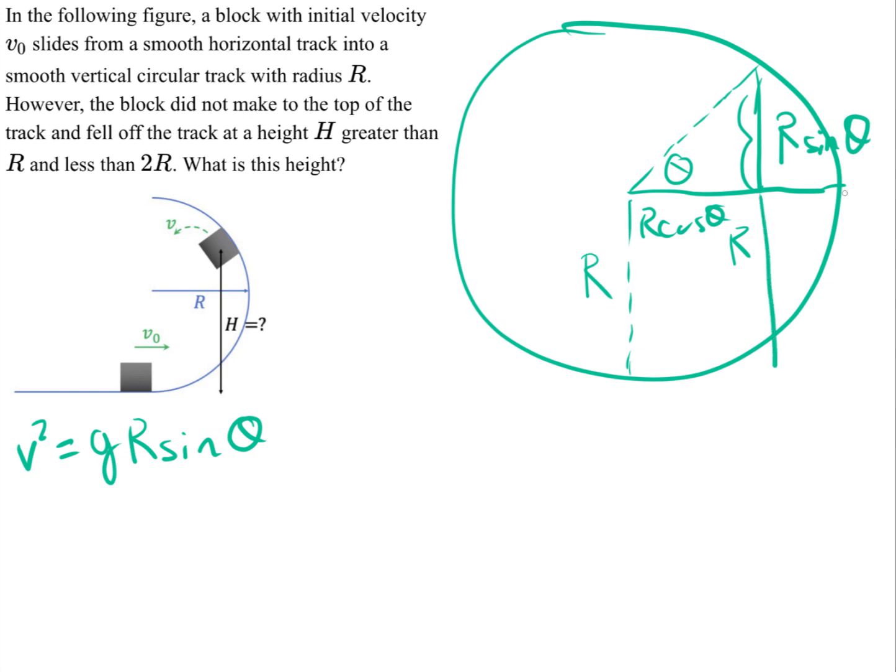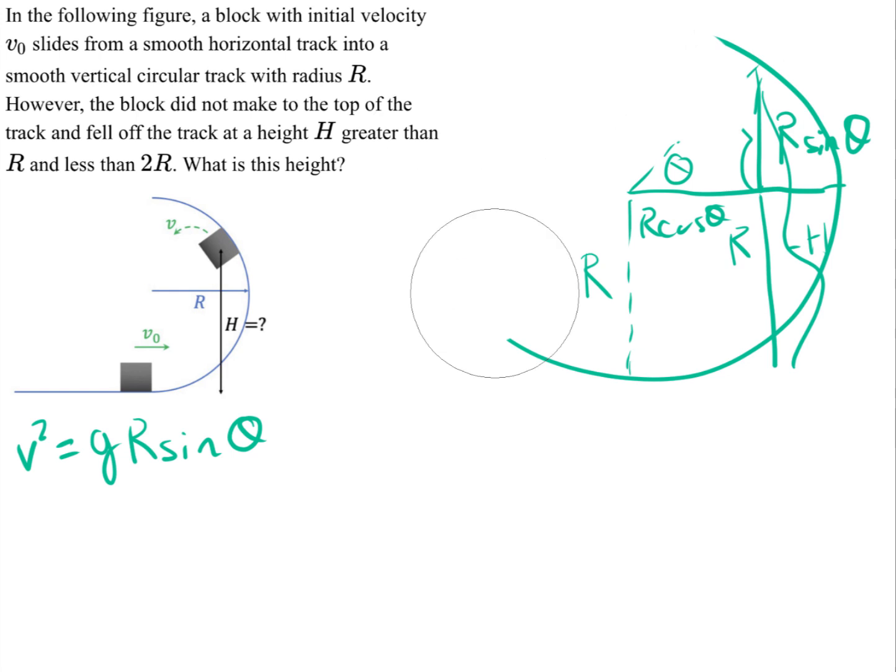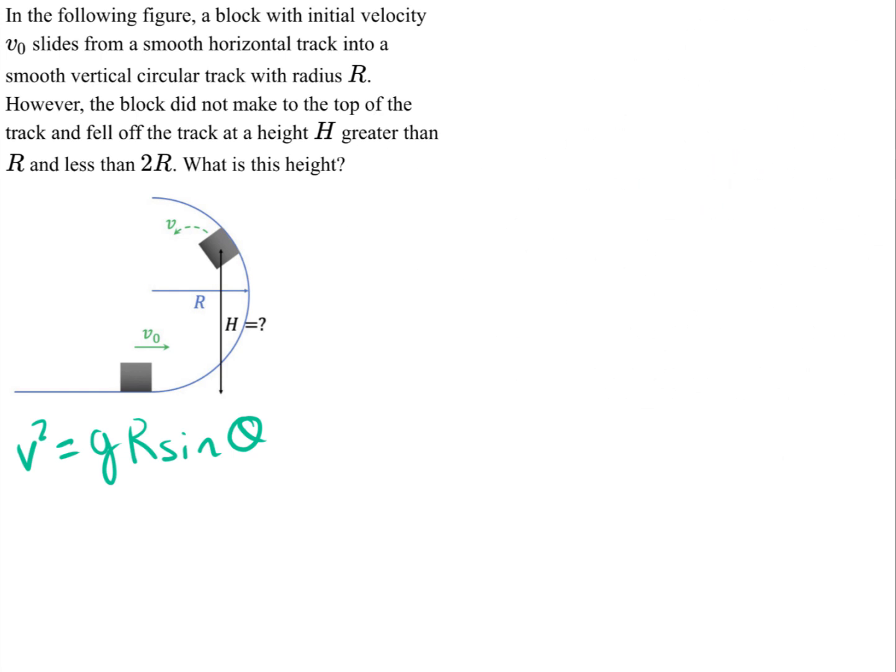And so the total height, this will be the height of the object. So if I rewrite this, the height of the object is equal to the radius, the radius plus the radius times the sine of the angle theta here.